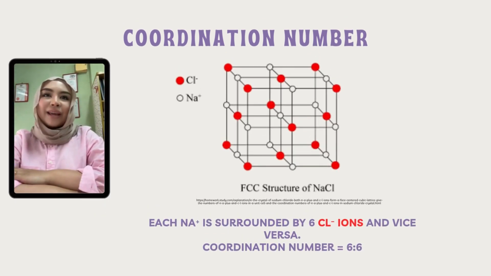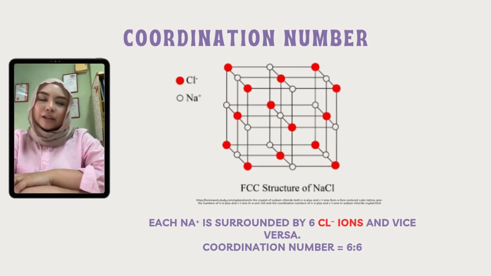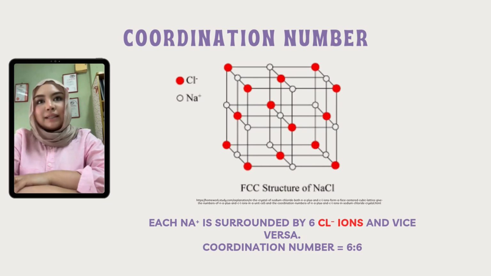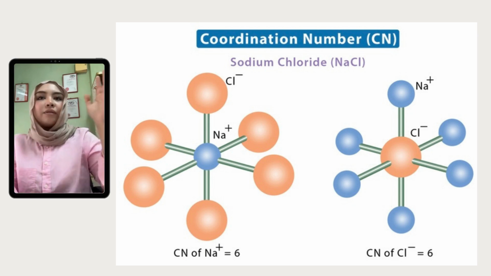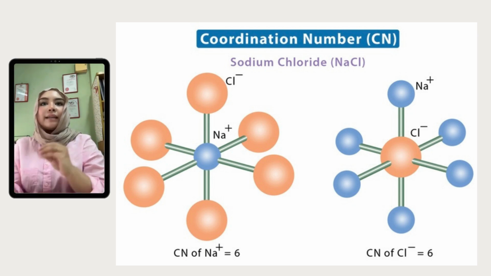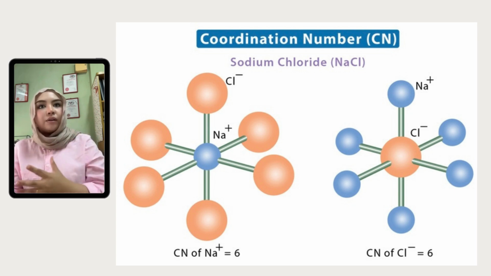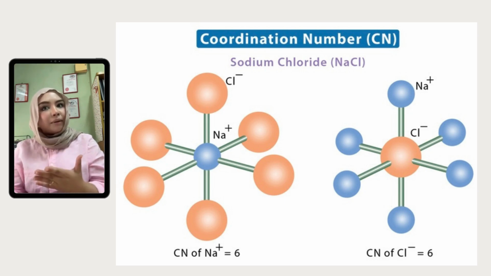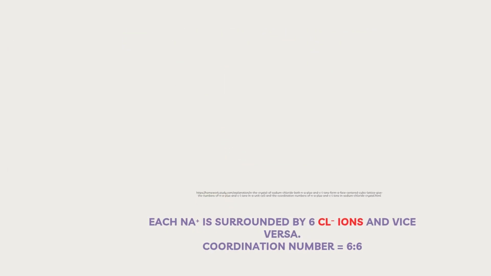One of the most important aspects of this structure is the coordination number. In NaCl, each Na+ ion is surrounded by 6 Cl- ions and vice versa. The 6-6 coordination results in octahedral geometry where each ion is at the center of an imaginary octahedron formed by its neighboring ions. This kind of arrangement allows the crystal to be both mechanically stable and electrically neutral throughout.